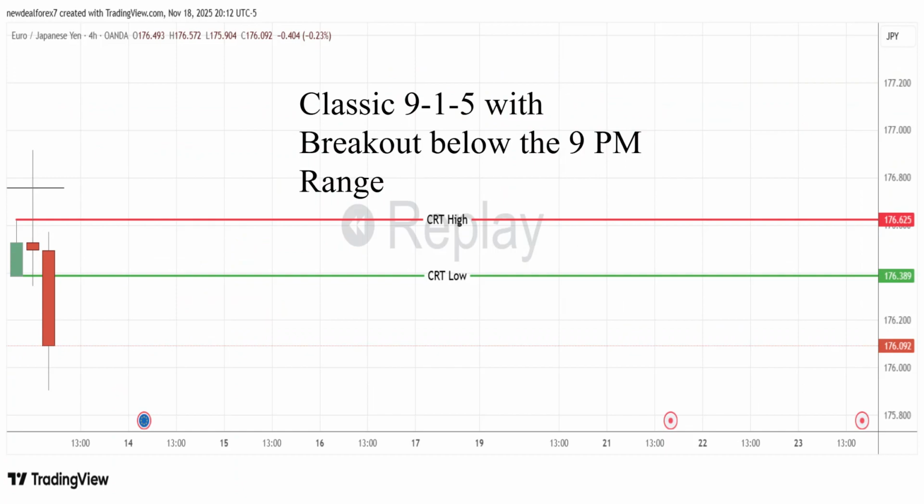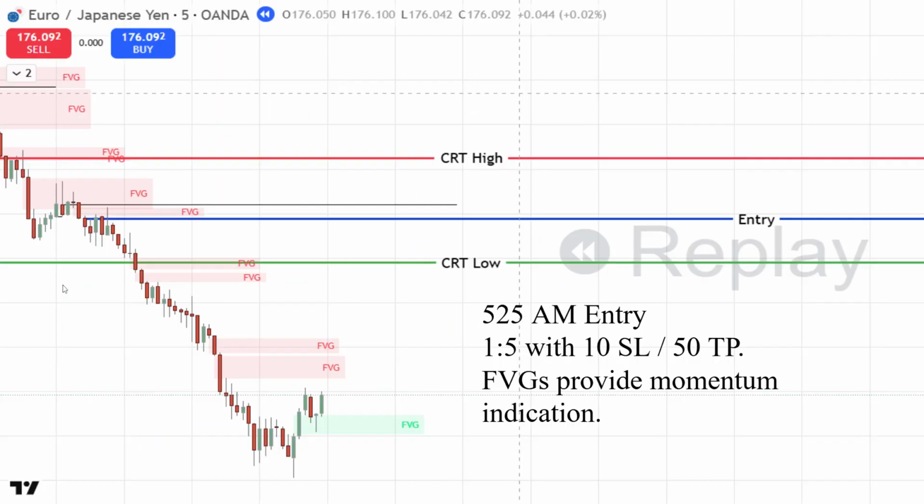Here's another one with a classic breakout of the 915. So you have the 9 a.m., 9 p.m., 1 a.m., and then the expansion to the downside. And we see these fair value gaps being noticed right here. So you have one here, and price keeps moving to the downside, and that's it. And they hold. So every time price retraces back into the gap, it just shoots down again. That's what you love to see if you're short.